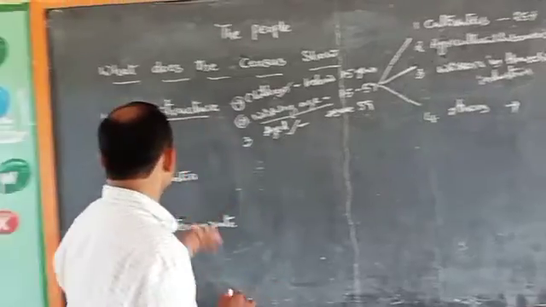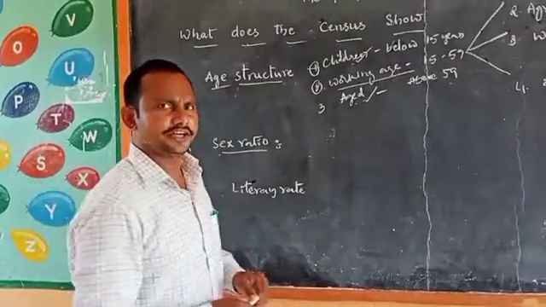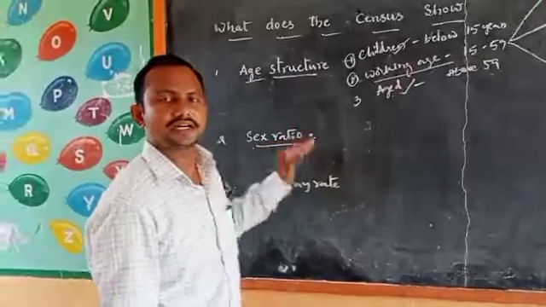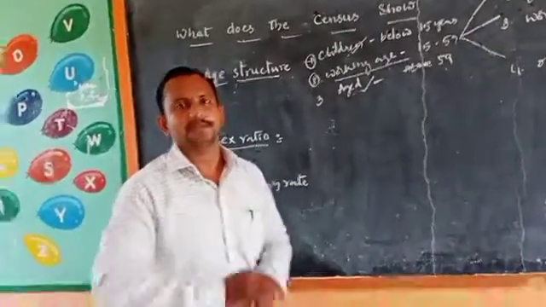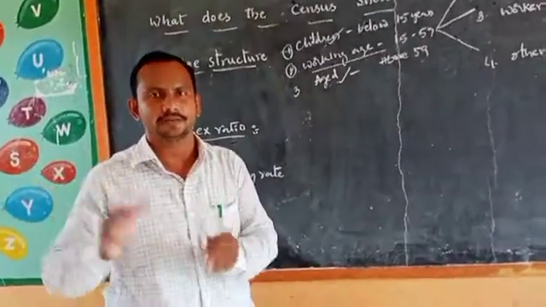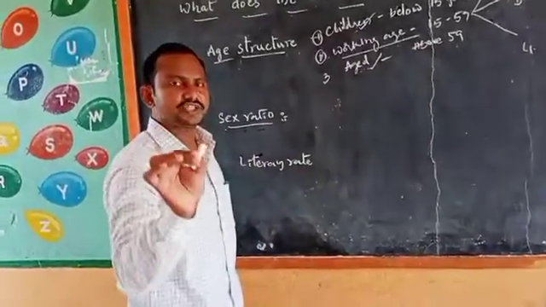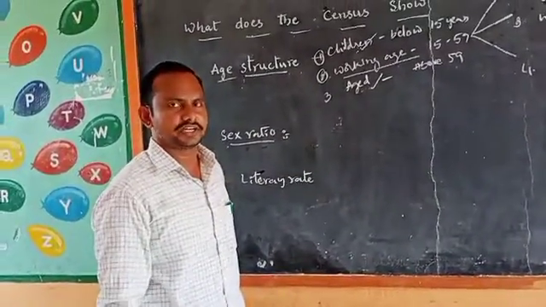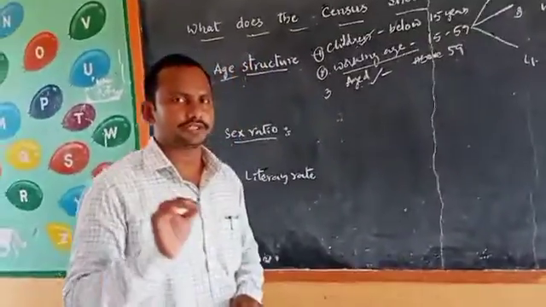Let us see. Now we are going to discuss the sex ratio. I already taught you, sex ratio is the number of females per every 1000 males. Nothing but how many females are there for every 1000 males. That is called the sex ratio. Sex ratio is very low in our country. It means the number of females is less when compared to the number of males.